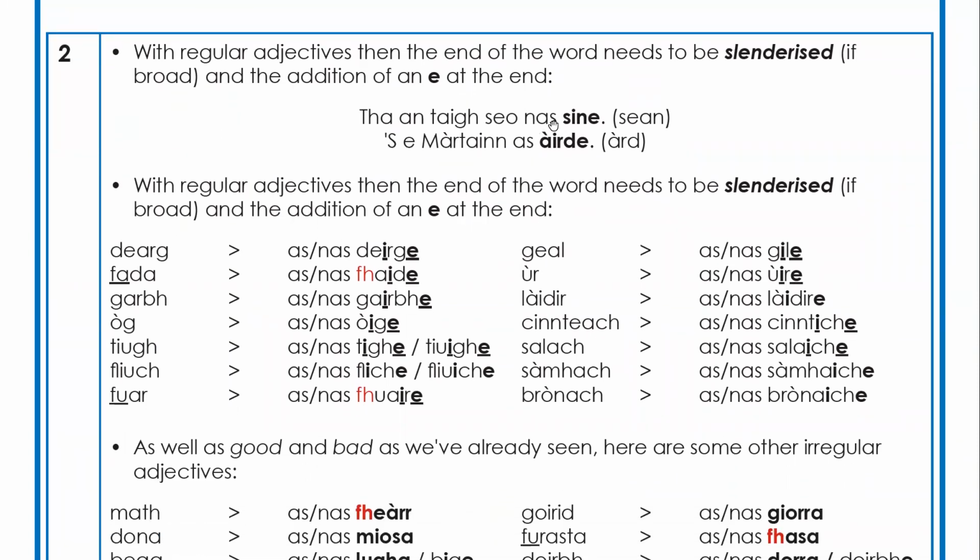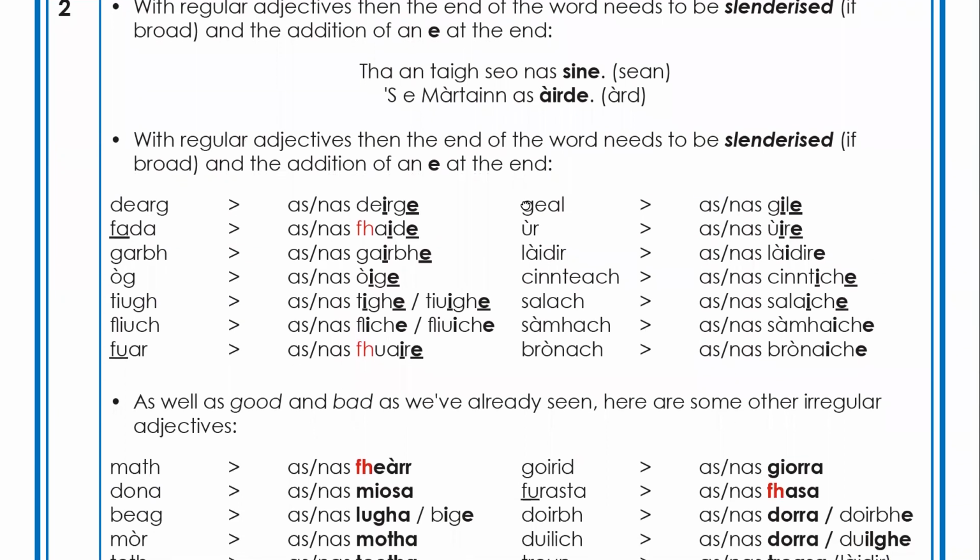And it doesn't matter if that's as shinye or nas shinye, nas airste, as airste. With regular adjectives then, the end of the word needs to be slenderized if it's broad. So some will already be slender and therefore you won't need to change them. And the addition of an E at the end.